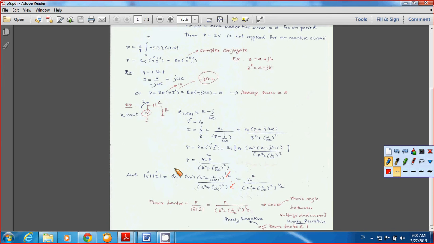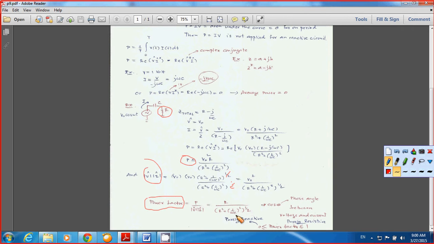And when you find the ratio between this power and this power, you end up with R over R squared plus 1 over omega C squared. This is what we call the power factor. It tells you how much of the power gets transferred to your output. The power factor is going to be in the range of 0 to less than or equal to 1.